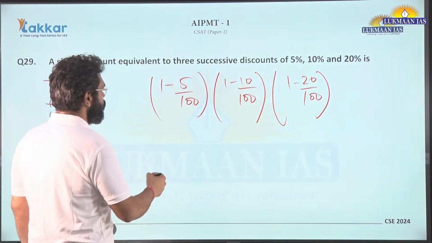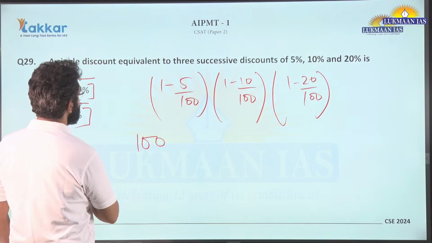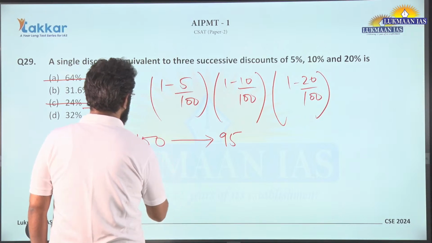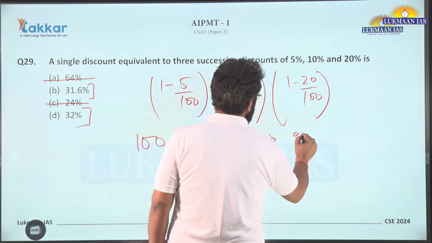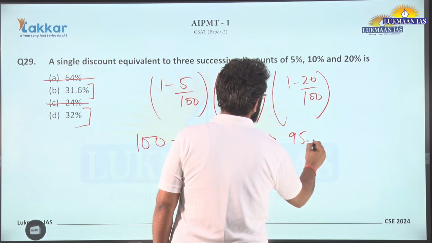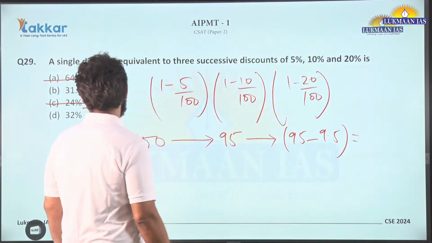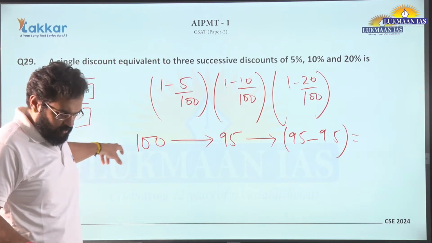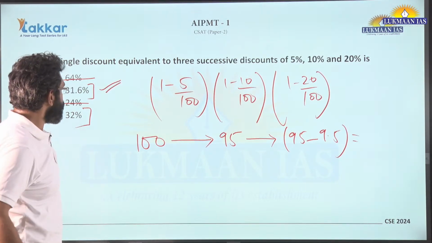You can also solve it by another method. Suppose the original price is 100 and after the first discount it would be 95. After the second discount, which is 10%, it would be 95 minus 9.5, whatever comes. So this is very simple: 32 cannot be the answer. The only feasible option remaining with us is B, 31.6%.